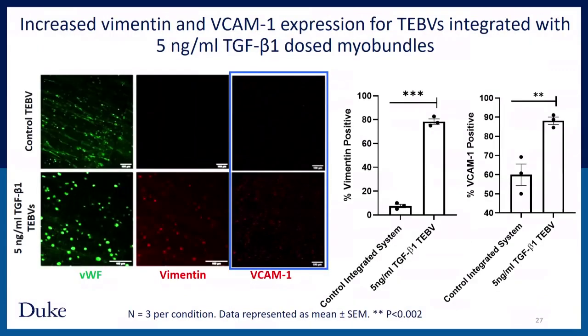And this vimentin increase is backed up by the immunostaining as well. We did see an increased number of cells expressing vimentin after the TGF-beta treatment. And also, when we integrate the systems, the fibrotic muscle also leads to an increase of VCAM1 staining, which is a marker of the endothelial cell activation in the blood vessels. And we quantify it by counting the VCAM1 positive cells.